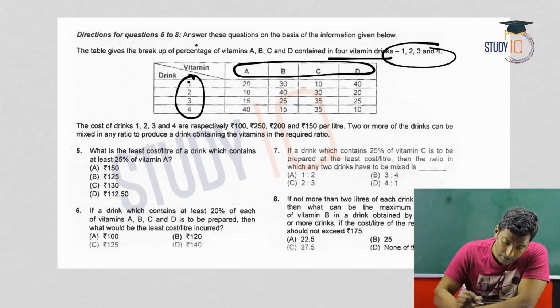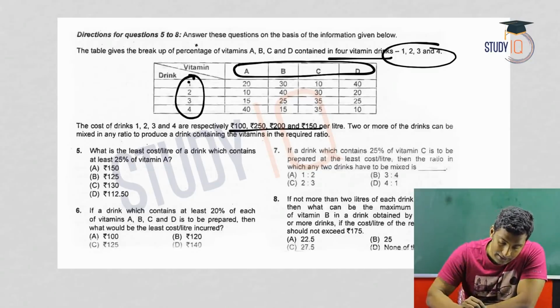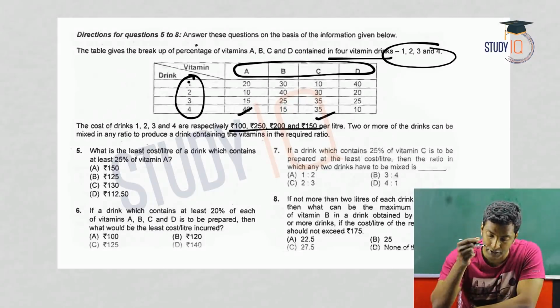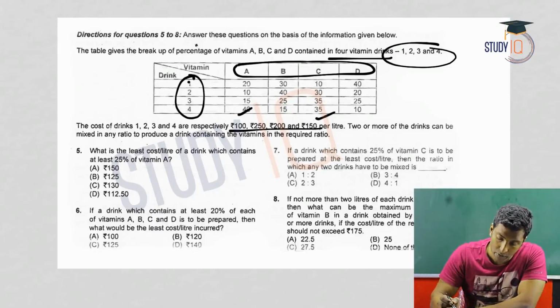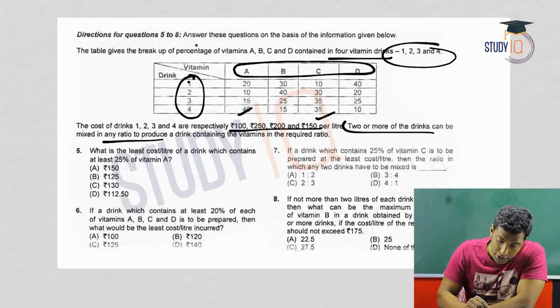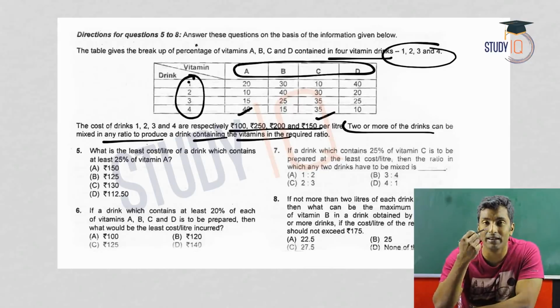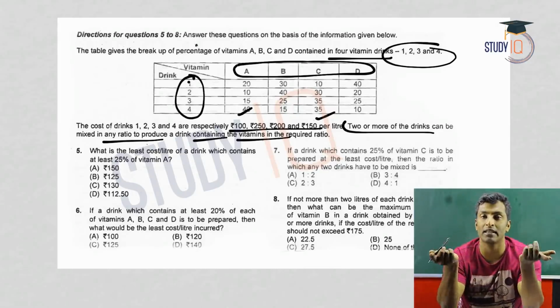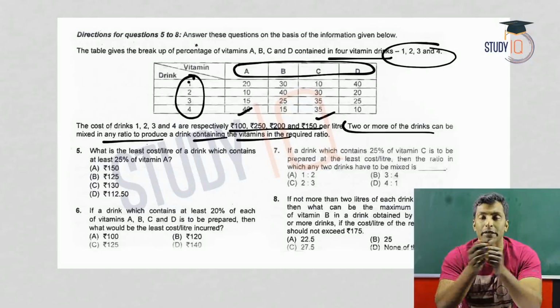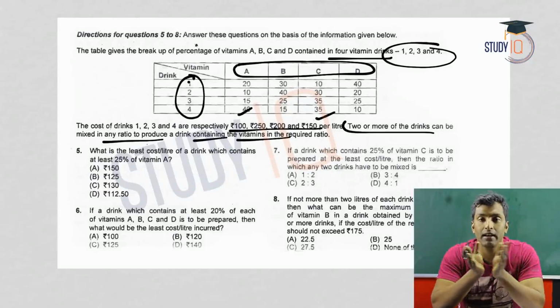Now, the cost is also given, drink 1 cost, drink 2 cost. You can see drink 1 is cheap and drink 4 is also cheap. Drink 2 is more expensive. Now what you're going to do is mix 2 or more drinks, and you can produce a drink which contains the vitamins in the required ratio. So if you need the vitamins in a particular ratio, you can mix any of the drinks and make the drinks. So the cost will vary depending on that, and obviously the questions will be related to that only.